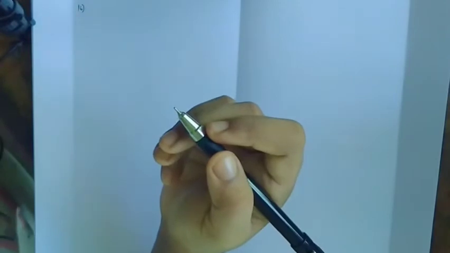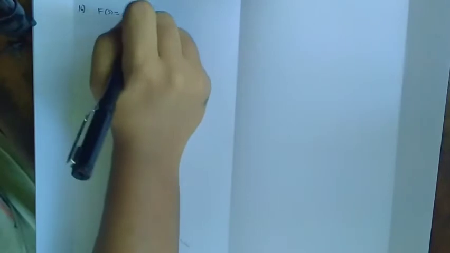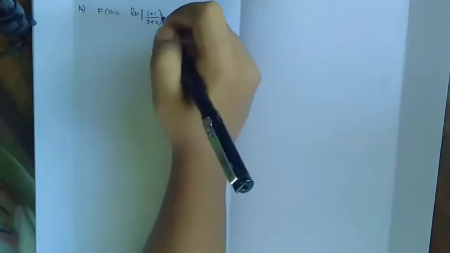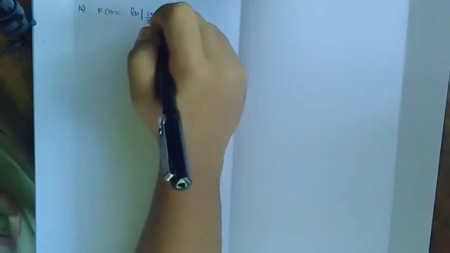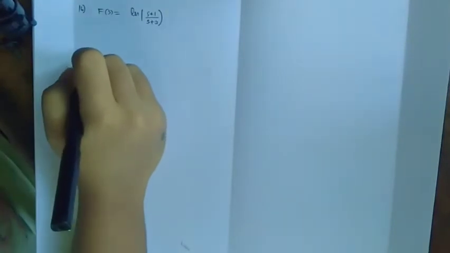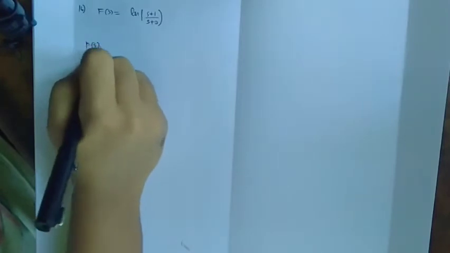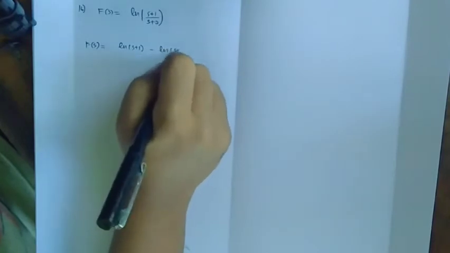To the next question. The Laplace transform of a function f of t is given by f of s equal to ln of s plus 1 divided by s plus 2. Then f of t for t greater than 0 is, we have to find the inverse Laplace transform of this function. So this is a really good question. We can use the property of the Laplace transform here. It is given in logarithmic form, right? So instead of f of s, we can write ln of s plus 1 minus ln of s plus 2.